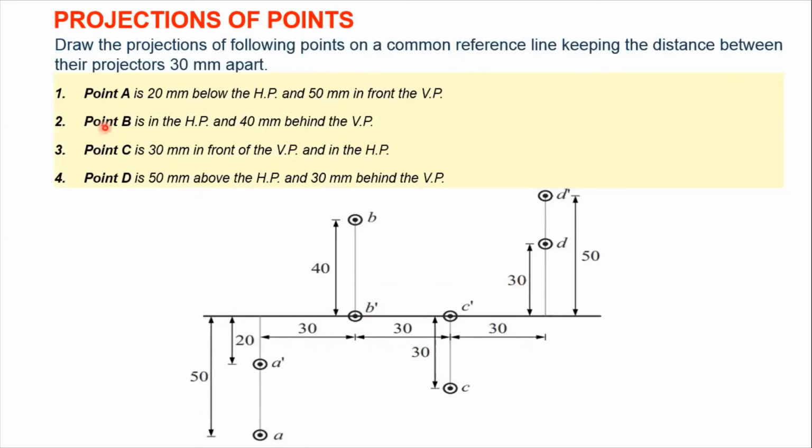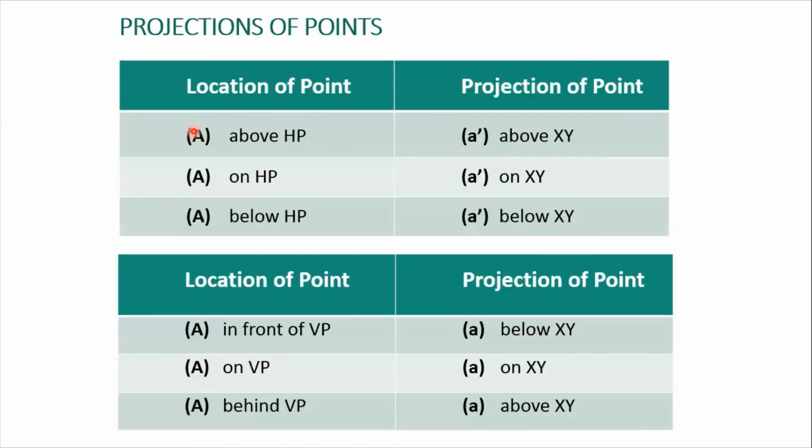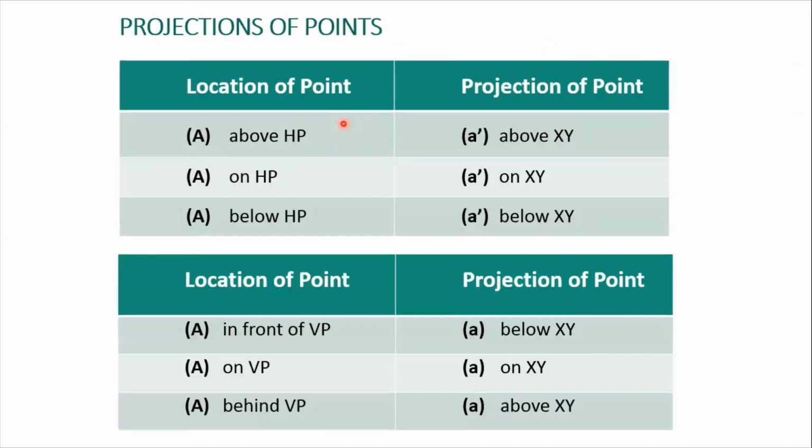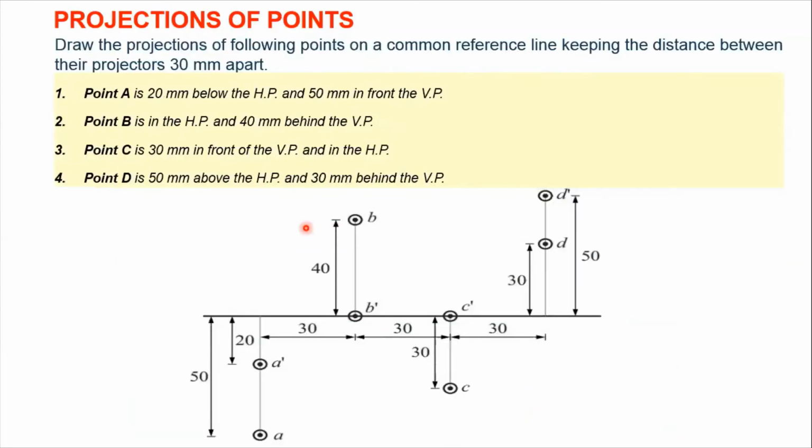Now, point B is in HP and 40 mm behind VP. So let us use the table on HP. So on HP, that means we are having A dash on XY line. So point B would be resting on XY line itself. So this is your point B dash on XY line itself. Now 40 mm behind VP, so we'll be using this table of VP. So our answer would be a without-dash point above this XY line. So now we'll be plotting this 40 mm above this XY line, and this point would be a without-dash point.